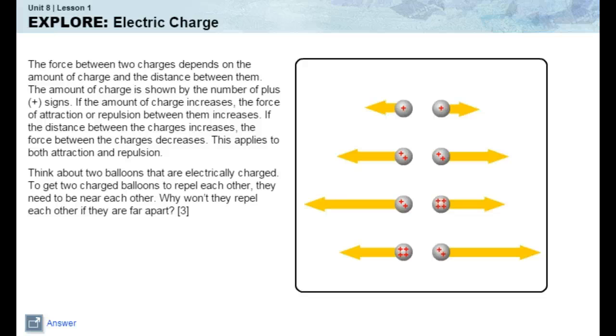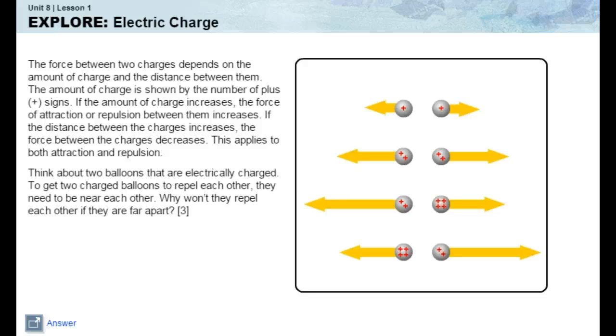Just like with magnets, the closer they are together, the more apt they are to snap together, whereas if they're farther apart, that magnetic field is not as strong. This applies to both attraction and repulsion.